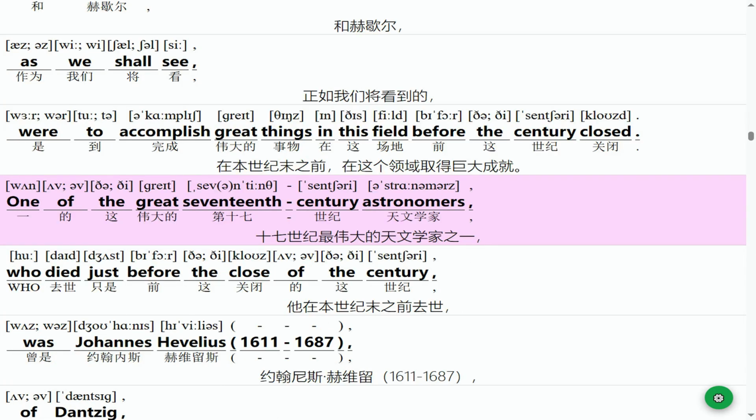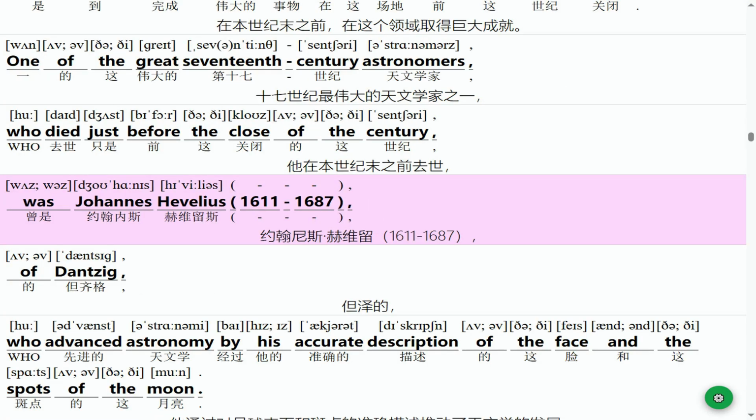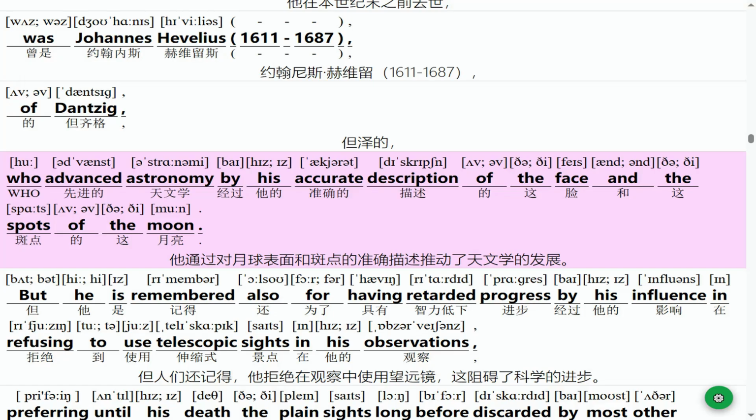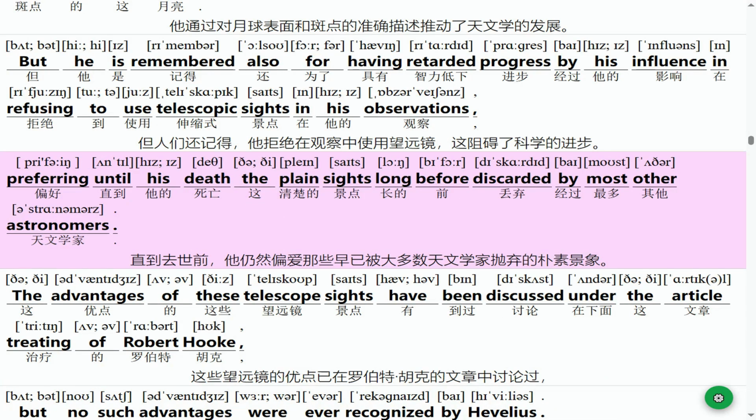One of the great 17th century astronomers, who died just before the close of the century, was Johannes Hevelius, 1611 to 1687, of Danzig, who advanced astronomy by his accurate description of the face and the spots of the moon. But he is remembered also for having retarded progress by his influence in refusing to use telescopic sights in his observations, preferring until his death the plain sights long before discarded by most other astronomers.